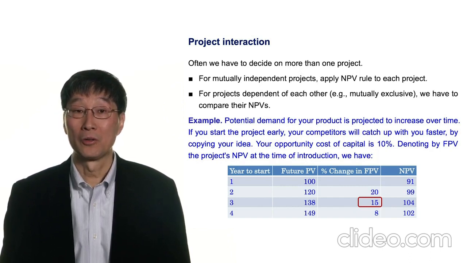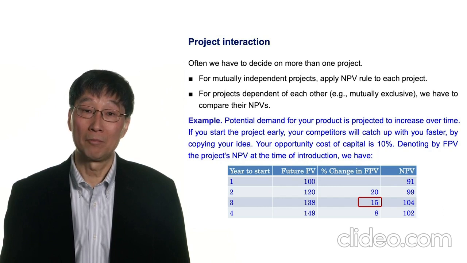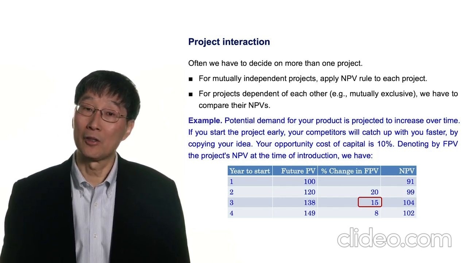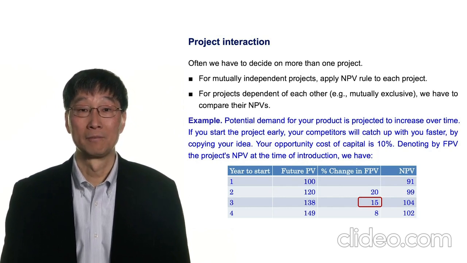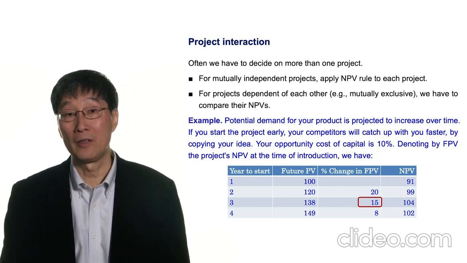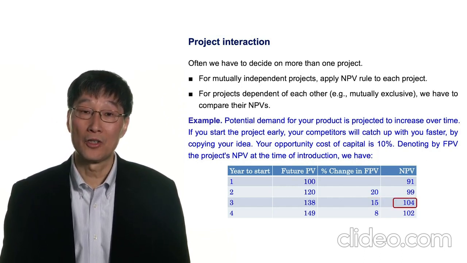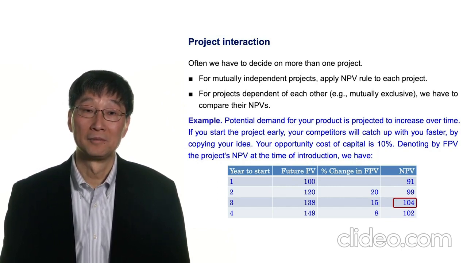Second, we can also compare by discounting the FPV of different options back to year 0 at the cost of capital of 10%. That is, to compare the NPV now. Column 4 gives the numbers. Clearly, launching in year 3 gives the highest NPV today.